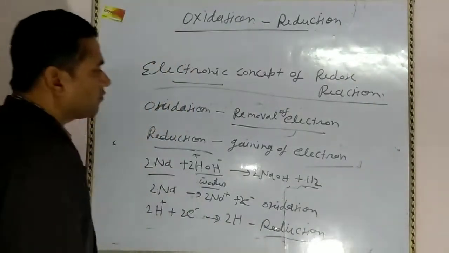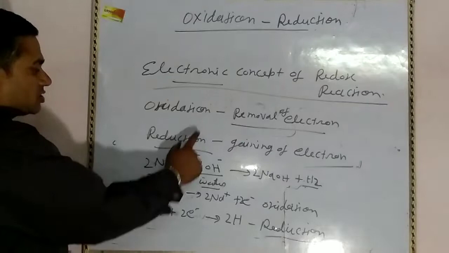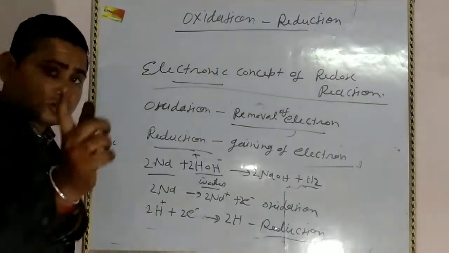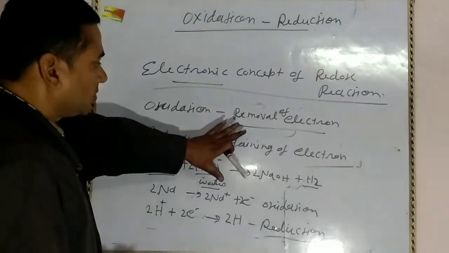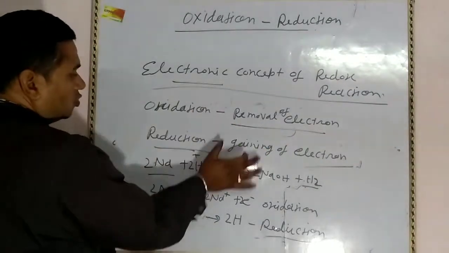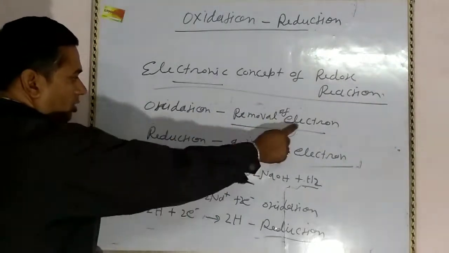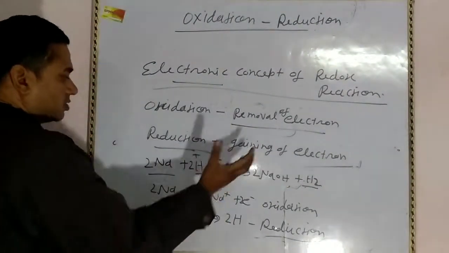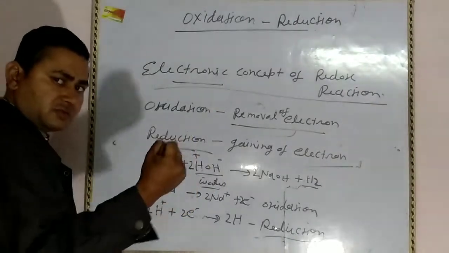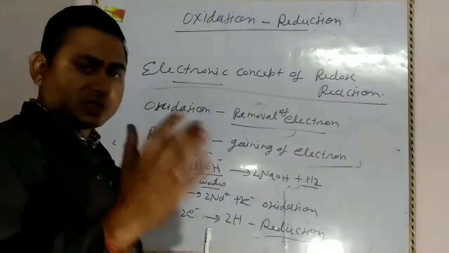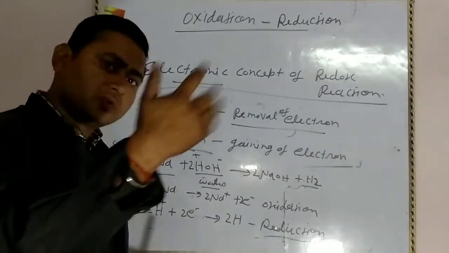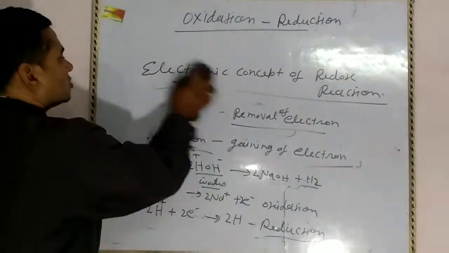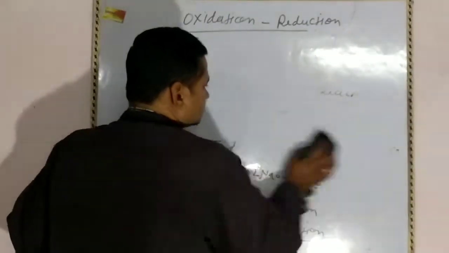So in this way you can identify oxidation and reduction in this reaction. Removal of electrons is called oxidation, and gaining of electrons is called reduction. Just keep these two terms in your mind, removal of electrons and gaining of electrons. When electrons are received, we say there is reduction. When electrons are removed, there is oxidation. So the concept is the same.